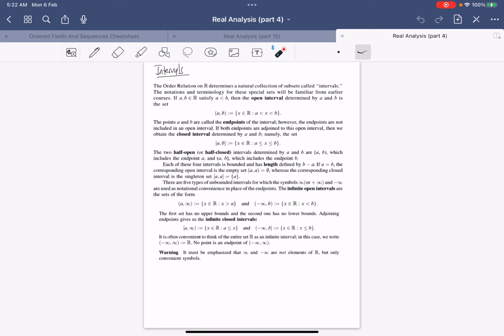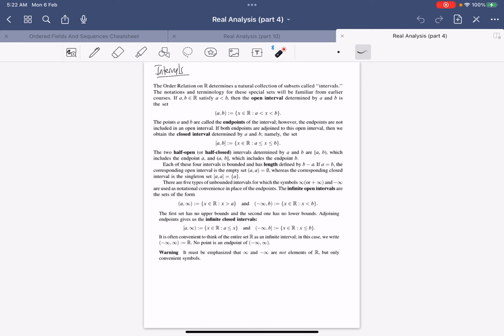So let's continue. We first note that we define an open interval as the set where x is in between a to b, and we denote it by this bracket a comma b. In this case, the endpoints are not included in the interval, so x cannot equal a or x cannot equal b. And if both endpoints are included, so x is less than or equal to b and more than or equal to a, then we use a square bracket to denote it to be a closed interval.